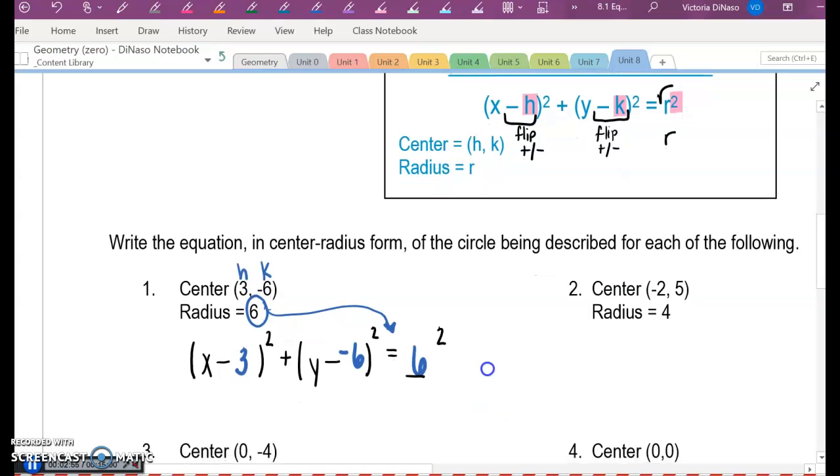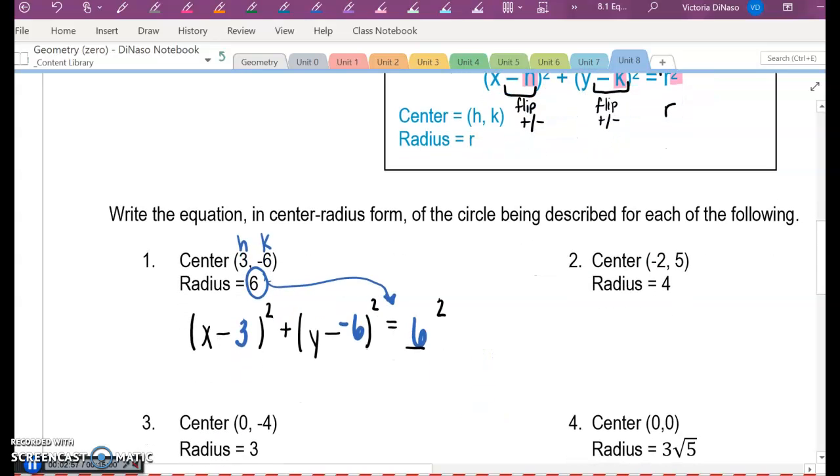Last thing that we have to do is just change that double negative. Do you see next to the y there's a double negative? We're going to change that double negative into a plus. And then we're going to change 6 squared into 36. So our final answer is going to be (x minus 3) squared plus (y plus 6) squared equals 36.